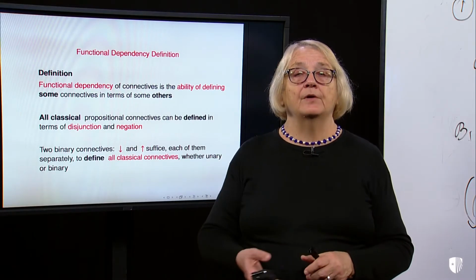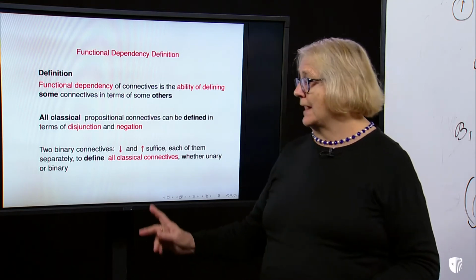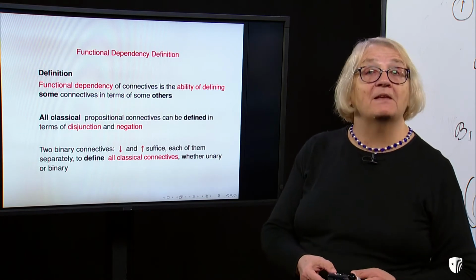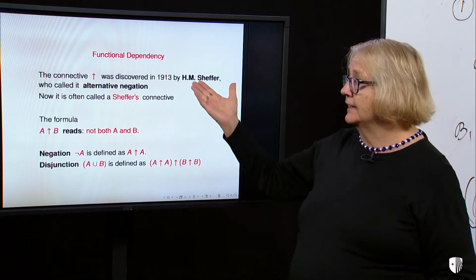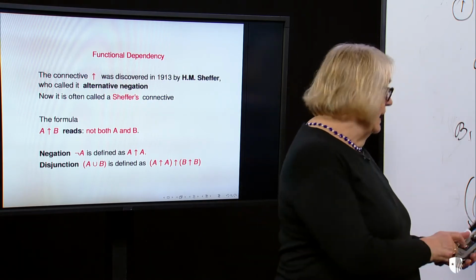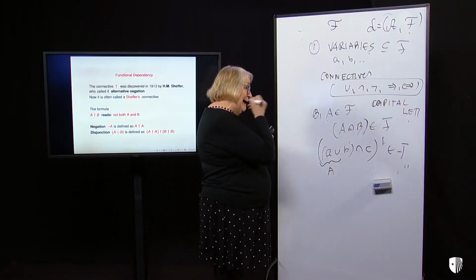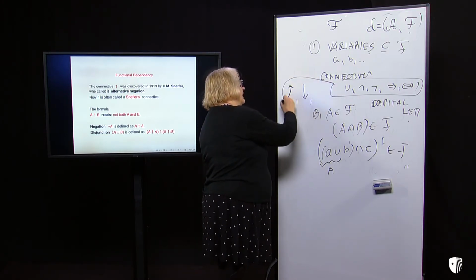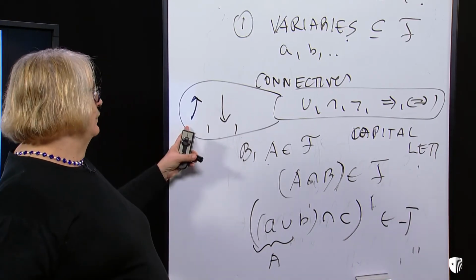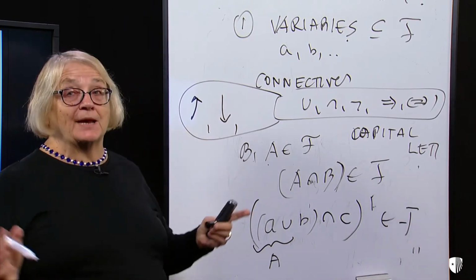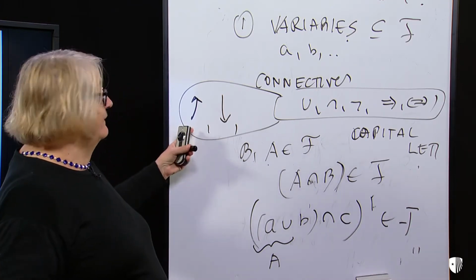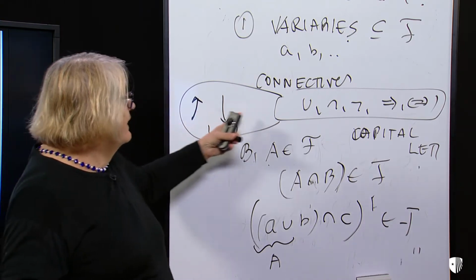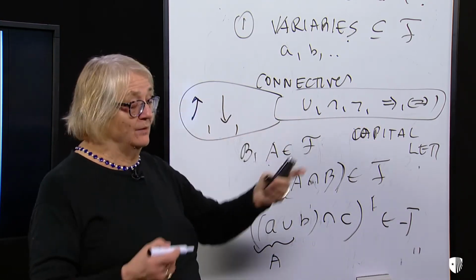And also, we have two binary connectives, which are arrows, which could define all classical connectives. Nice exercise. If you add those two connectives, now you have all possible connectives. If you add those connectives, which I'm going to define for you, they have names, and you can use this one to define all others, or that one to define all the others.